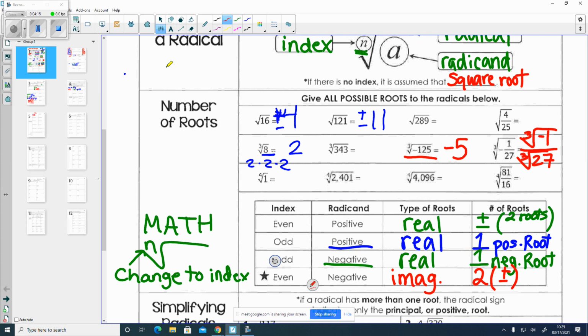What is the cube root of negative 1? It's just negative 1, because negative 1 times negative 1 times negative 1 is negative 1. And then what's the cube root of 27? 3. 3 times 3 is 9, 9 times 3 is 27. So this answer would be negative 1/3.